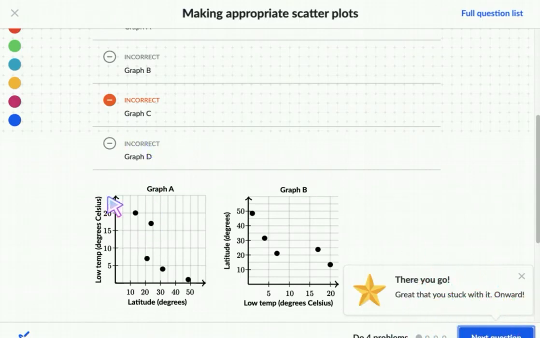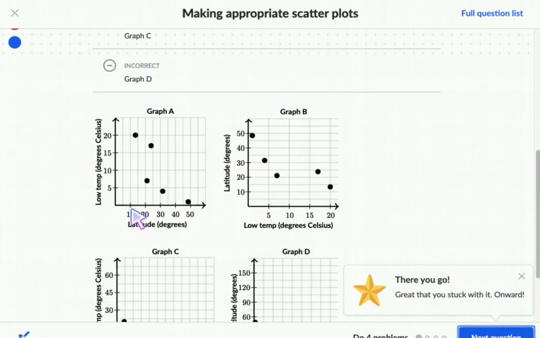Okay, so again, we chose A because the latitude, the explanatory variable, is on the x-axis, and then it is spread out enough that we can kind of see a pattern. All right? Let me know if you have any questions as you work on these problems. Keep those 2 things in mind for the appropriate scatter plots, and I'll see you in class.